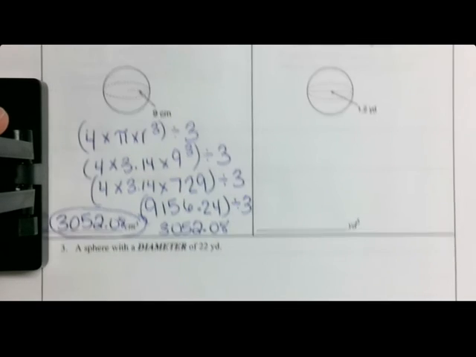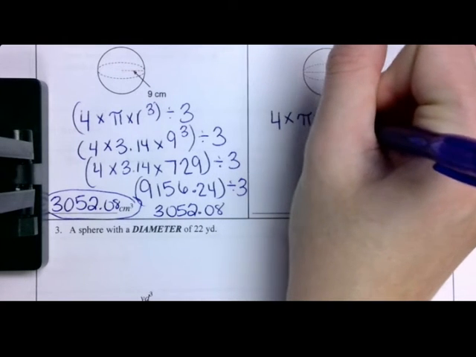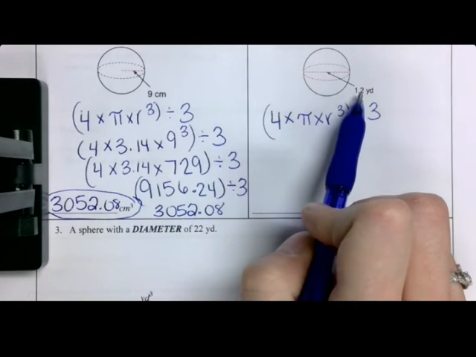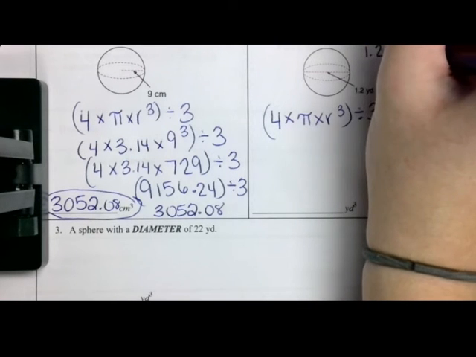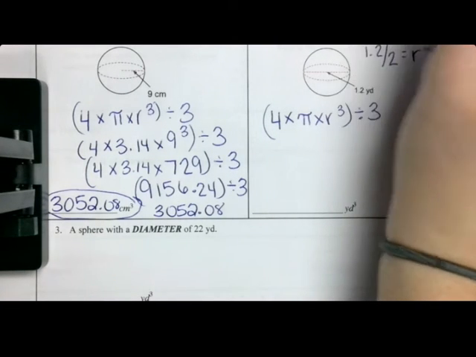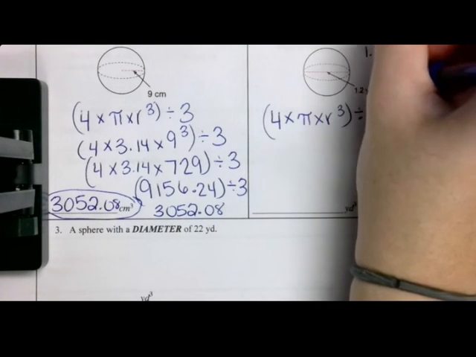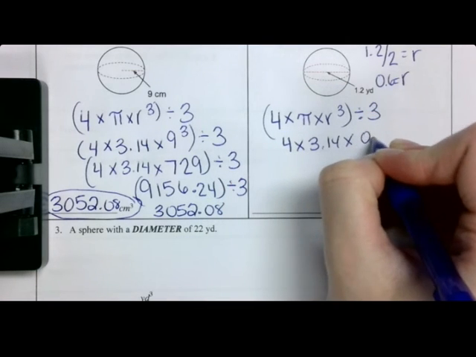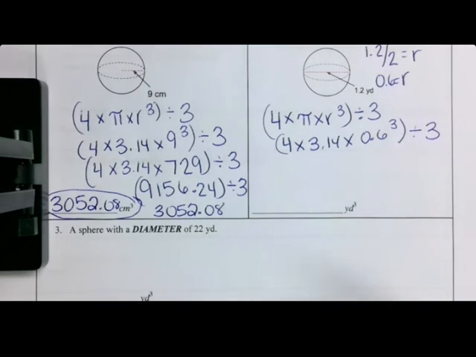Okay? For the second one, we're still doing volume. So let's start with our volume formula. 4 times pi times r cubed, all divided by 3. Is 1.2 our radius, or is 1.2 our diameter? Good, it's our diameter. So we're going to take 1 2/10 and divide it by 2 to get our radius. So what does that give me? 0 6/10. So I have 4 times 3.14 times 0.6, all to the third power, divided by 3.